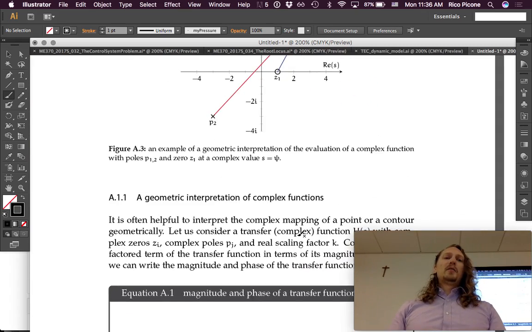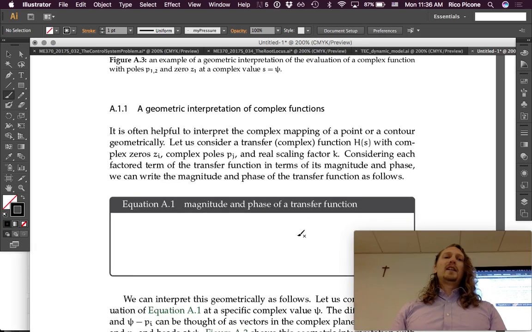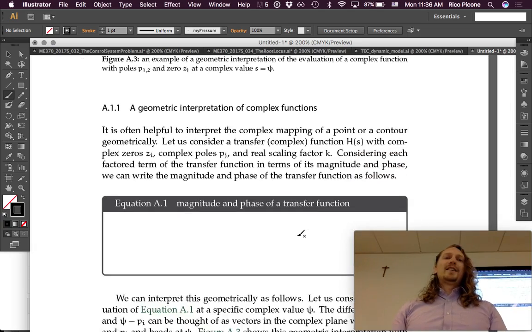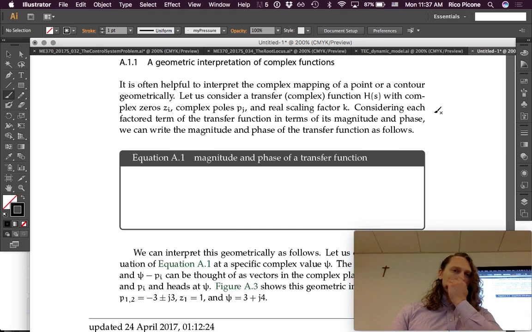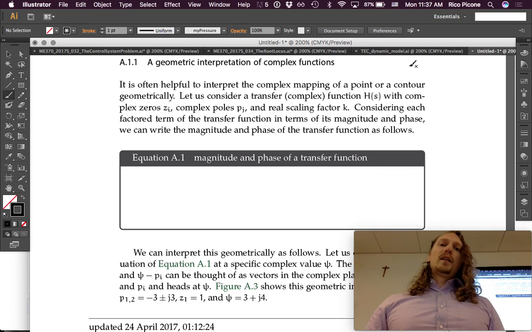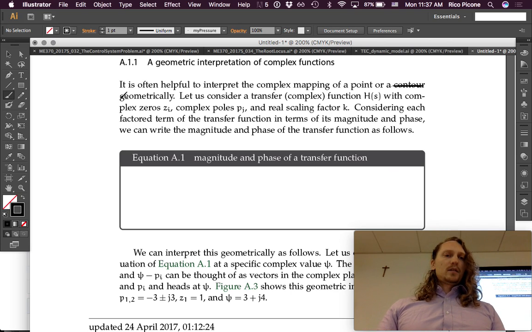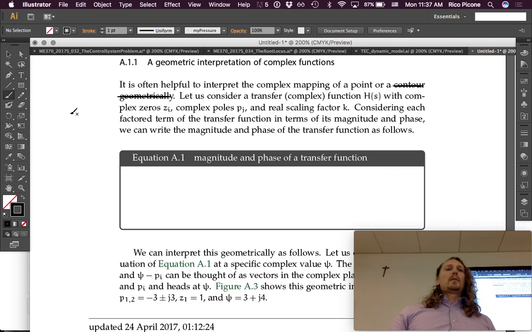So now, let's do this geometric interpretation of complex functions. It is often helpful to interpret the complex mapping of a point or a contour geometrically. We're not going to consider contours. Contours are important if we do some other control theory techniques. Root locus doesn't require a lot of that.